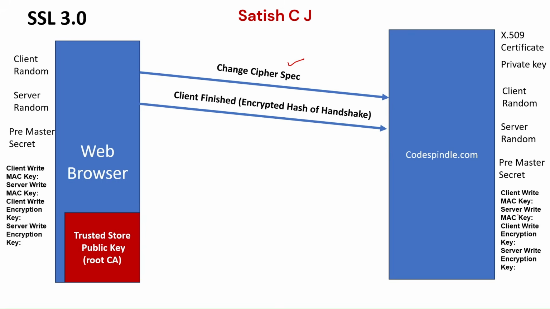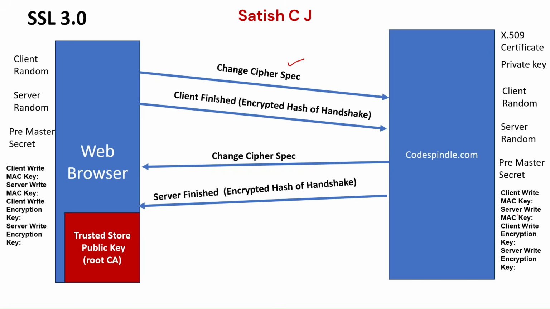Likewise, the server also sends a change cipherspec indicating that from now on every packet that is going to come will be encrypted according to the keys that we have agreed upon. And the server finished message comes, which is an encrypted hash of all the messages that happened during the handshake. For encryption, we use the server write encryption key. For computation of the MAC, we use the server write MAC key. So with that, we come to an end of the handshake phase in SSL 3.